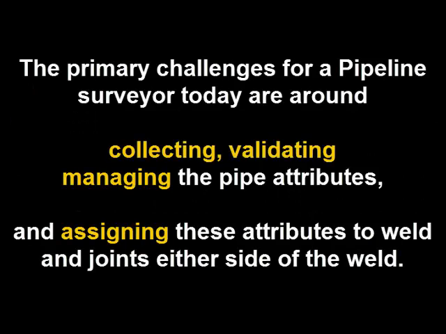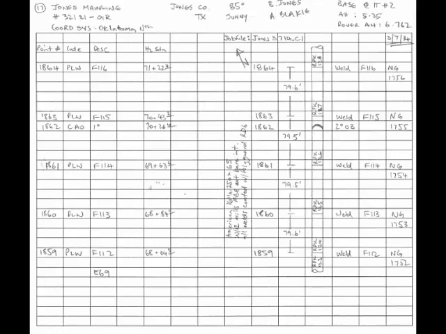The primary challenges for a pipeline surveyor today are around collecting, validating and managing the pipe attributes, and assigning these attributes to welds and joints either side of the weld. Many surveyors are currently writing this all down in paper field notes and then keying them into the data collector when the weld is measured, or doing this later in the day, or recording it in Excel spreadsheets and then merging the survey data with spreadsheet data in the office sometime later.